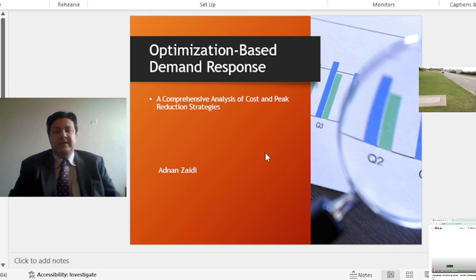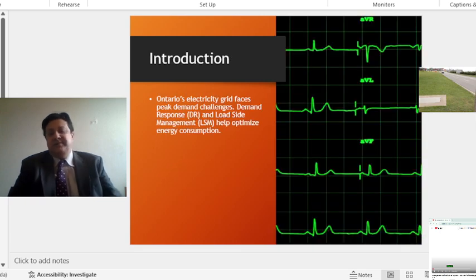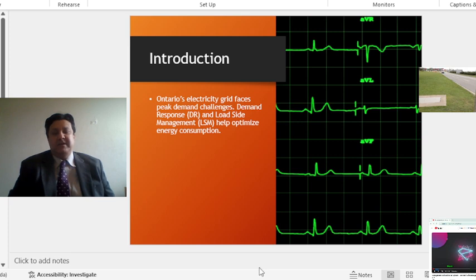So in this project, it's a comprehensive analysis of cost and peak reduction strategies, and we will talk especially about a case study for Ontario's electricity grid that faces peak demand challenges. Which is a very important topic we should discuss. Ontario's electricity grid faces challenges related to peak demand periods and high electricity costs.